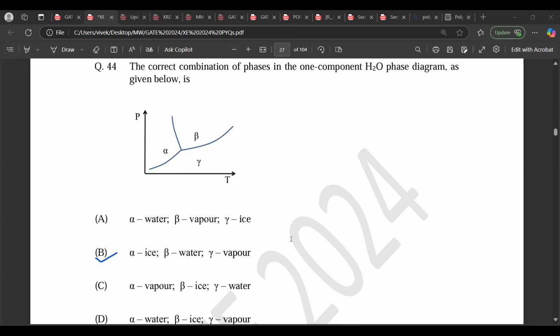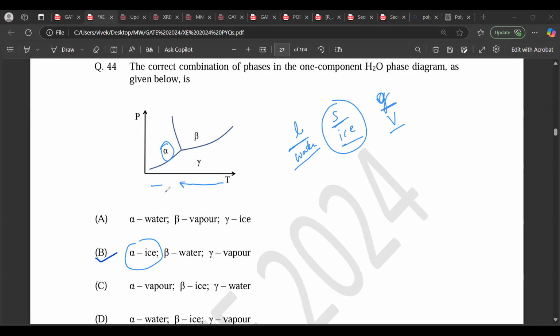Even if you've not read about it, you'll still be able to solve it. In water you have a liquid phase, a solid phase and a vapor phase. Liquid phase means water that we know, solid phase is ice, and gas phase is vapor. So water, ice, and vapor, these are the three. If you decrease the temperature, at the lowest temperature you get ice. So that is your alpha. Alpha is your ice. Very simple. And if you increase the temperature, what will happen?